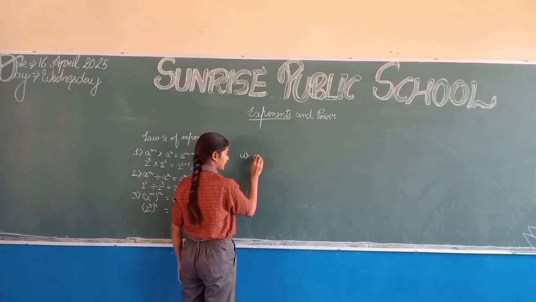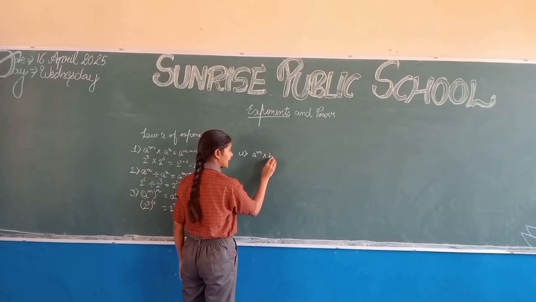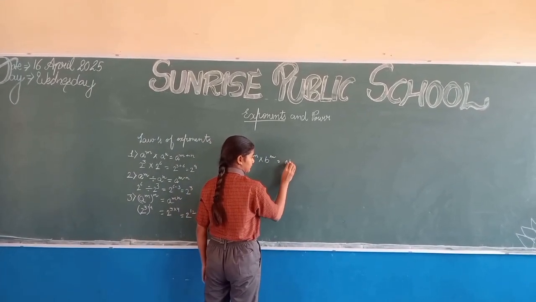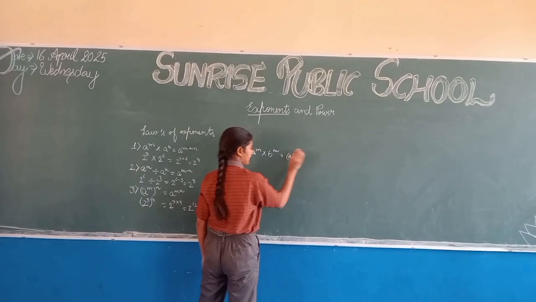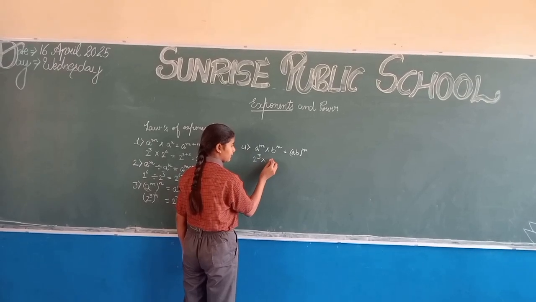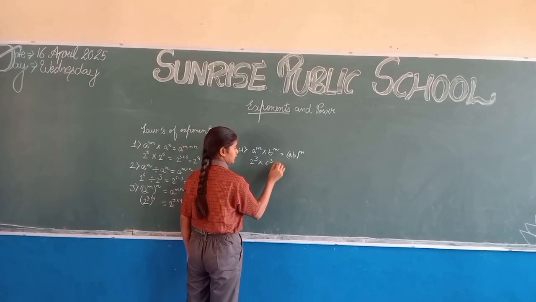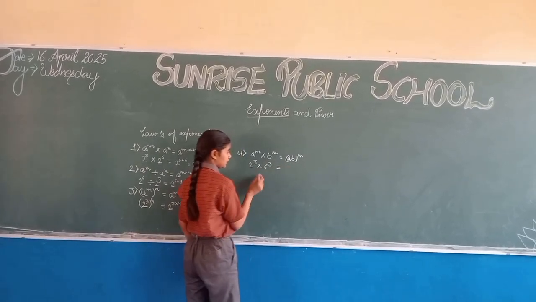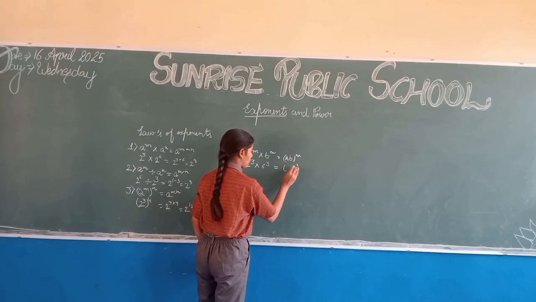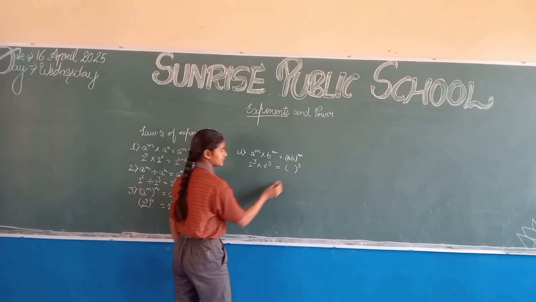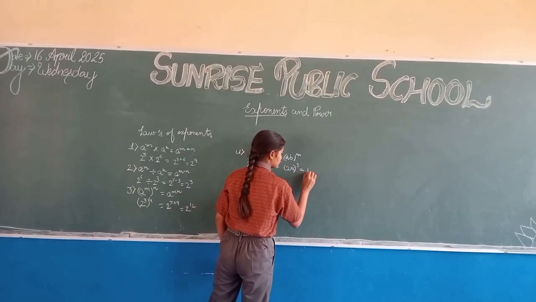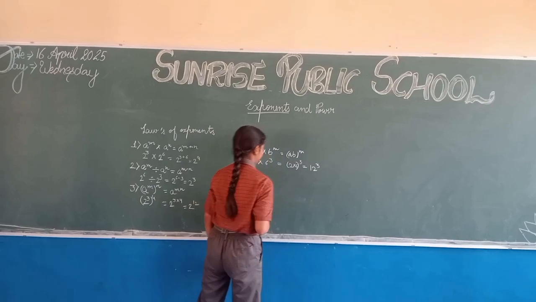Now the fourth law is a raised to power m multiplied by b raised to power m is equal to ab raised to power m. For example, 2 raised to power 3 multiplied by 6 raised to power 3: here the power is common, so we will take the power common, and 2 and 6 are in multiplication, so we will multiply them, which is equal to 12 raised to power 3.